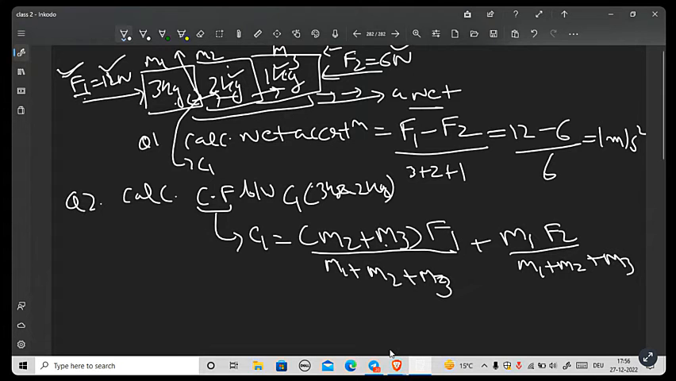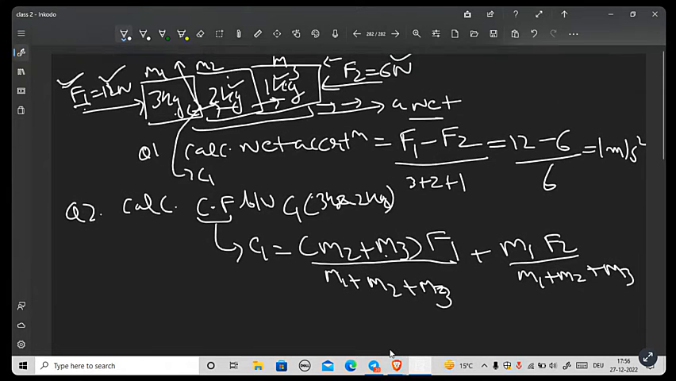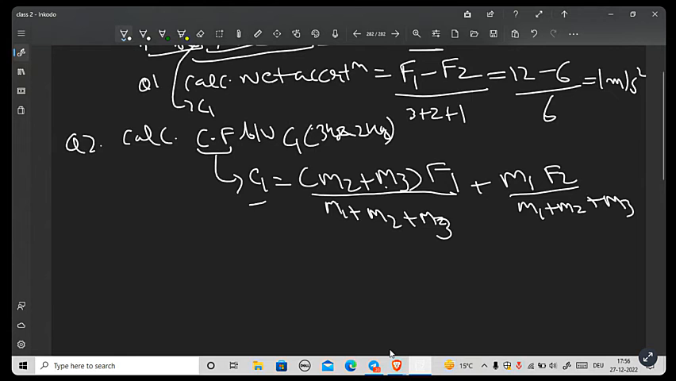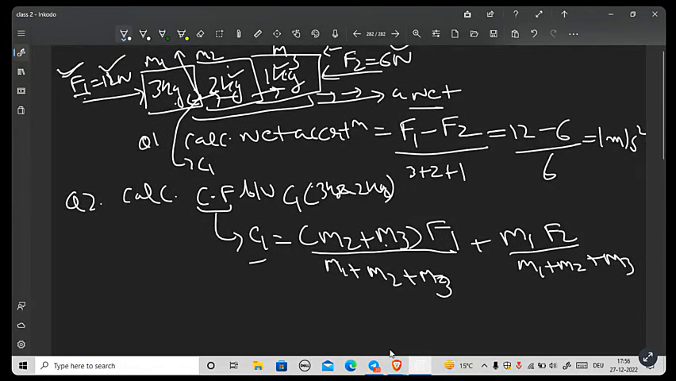Okay? Since I am writing the contact force between the 3 kg and 2 kg block, I cannot include 1 kg. That is pretty much obvious, because the F2 force is acting directly on the 1 kg block. So which mass was left in this formula? Only M1 was left. So the contribution of M1 will be due to F2, and the total mass will be there in the formula. So this is the formula for calculating the contact force between 3 kg and 2 kg.